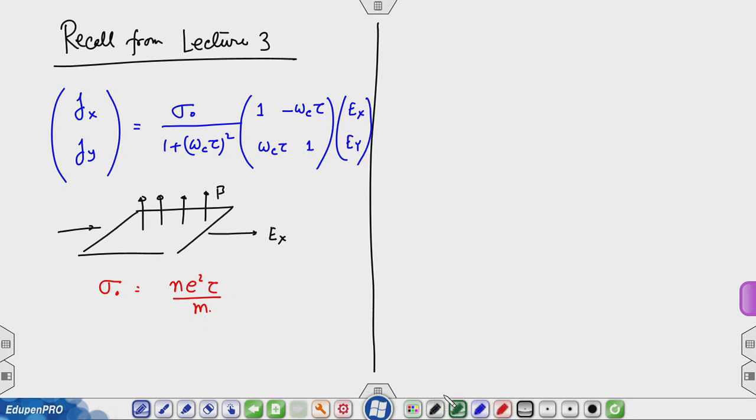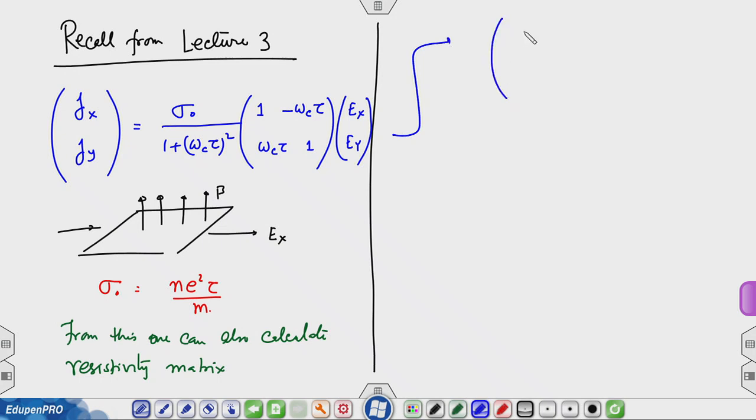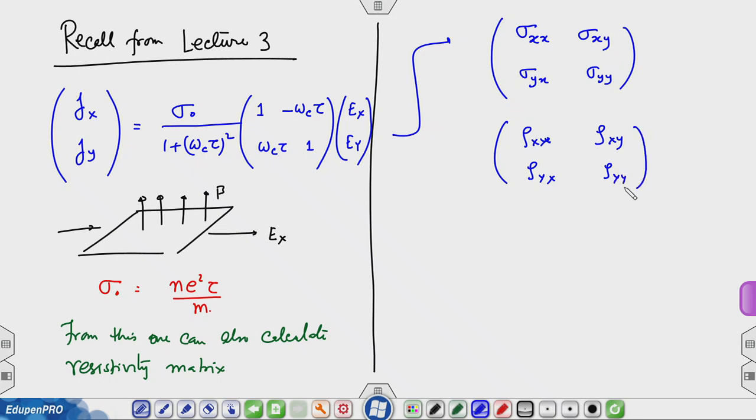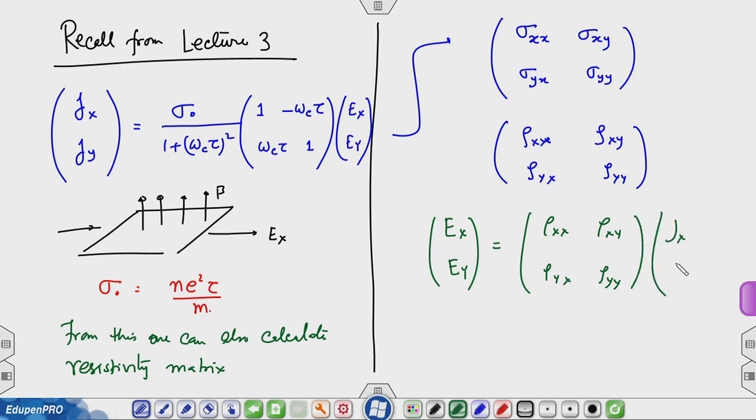And from this, one can also calculate the resistivity tensor. So I am going to call this the conductivity tensor, sigma xx, sigma xy, sigma yx, sigma yy, and the inverse of this is going to be the resistivity tensor, rho xx, rho xy, rho yx, rho yy, such that (Ex, Ey) in such a sample will come out to be the matrix (rho xx, rho xy; rho yx, rho yy) times (jx, jy).